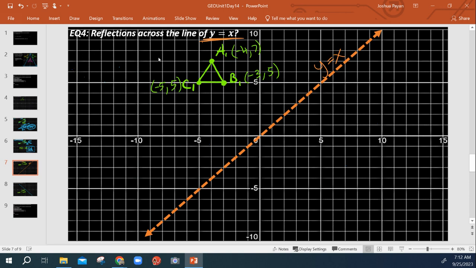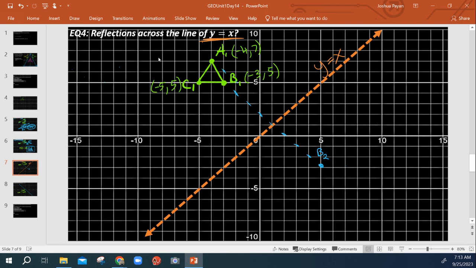So how far away, for example, is B, right? So 1, 2, 3, 4. So we're going to go 1, 2, 3, 4. Okay, so we know B is going to be here. We'll call that B2.